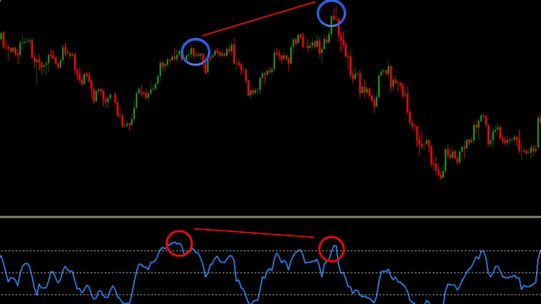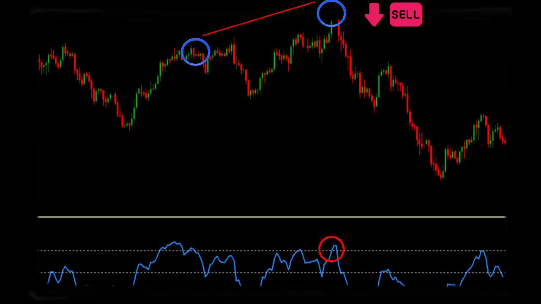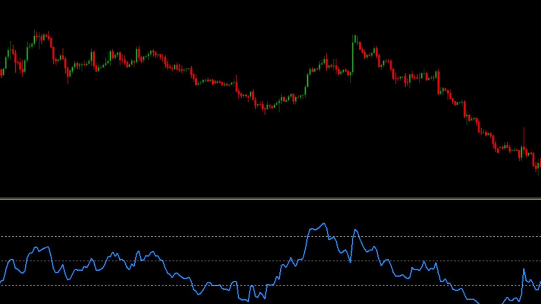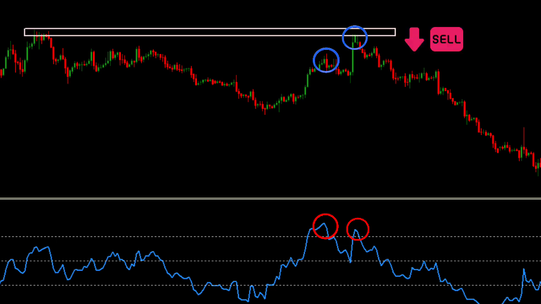RSI gets even more powerful when combined with other tools. Support and resistance levels, trend lines, Fibonacci retracements, they all work great with RSI. For example, if RSI shows bearish divergence right at a key resistance level, that's a higher probability setup. It's not about using one tool. It's about confluence, multiple signals pointing the same way. That's how pro traders think.